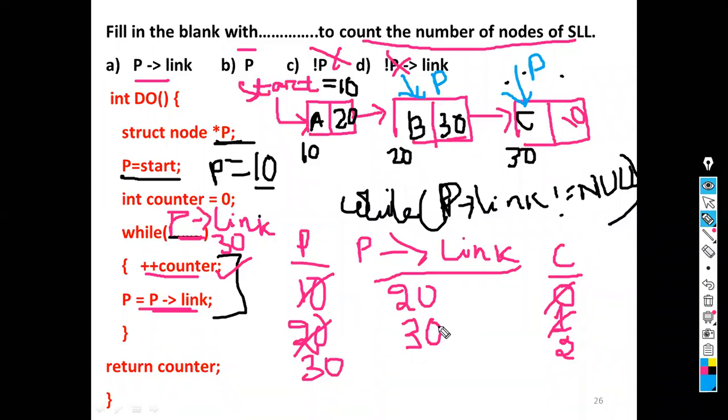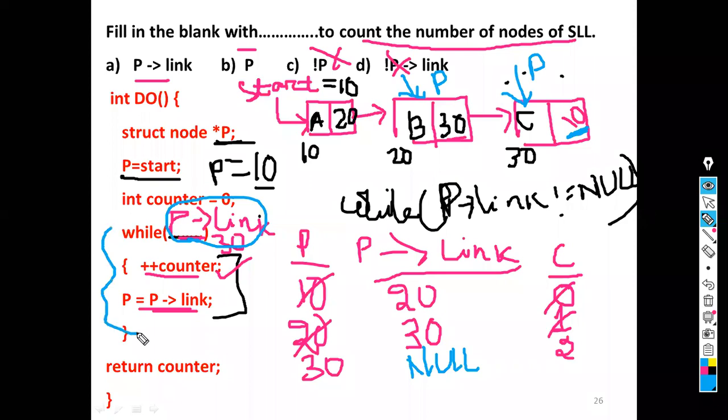Okay. Now what is P of link? In the third node, what is the link part? Null. Now the link part at the third node equal to null. Null means it is false. If this condition is false, right now it is false, while loop will not be executed.